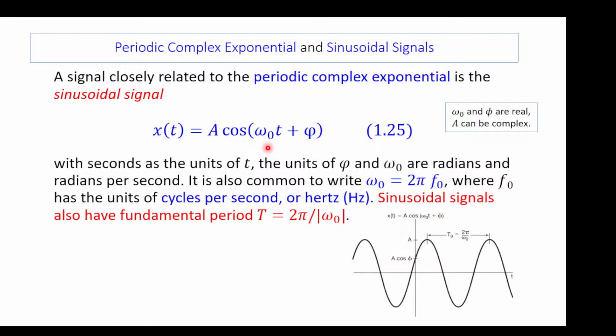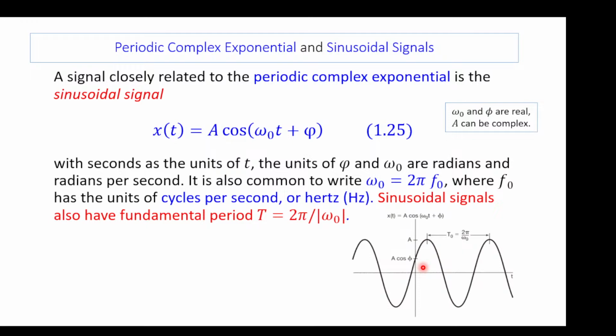And anyway, this thing also has a similar fundamental period of 2 pi divided by the absolute value of omega naught. You can just verify this easily. And the signal will look like this. It has amplitude A, and is shifted by some phi here. I guess it shifts to the right, but it doesn't really matter because it's periodic. So it should be shifted by some phi, and it has period t naught equal to 2 pi divided by omega naught. Okay, and you see that this point is A cosine phi. Okay.